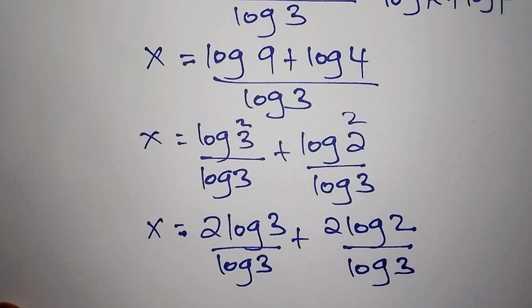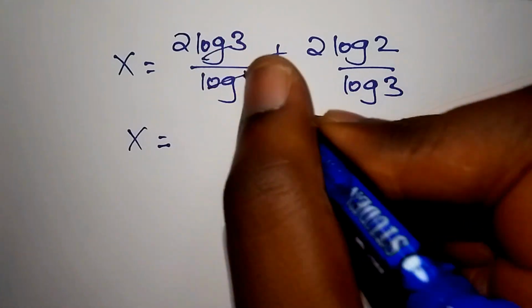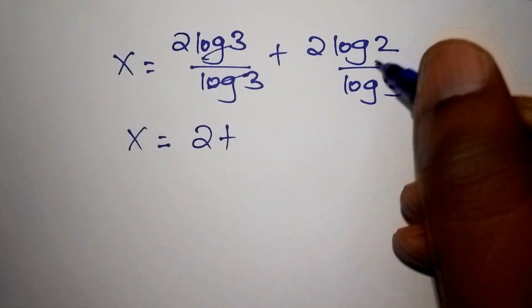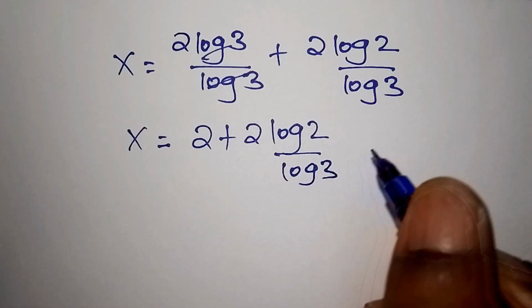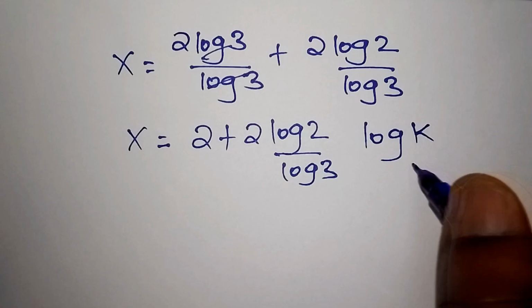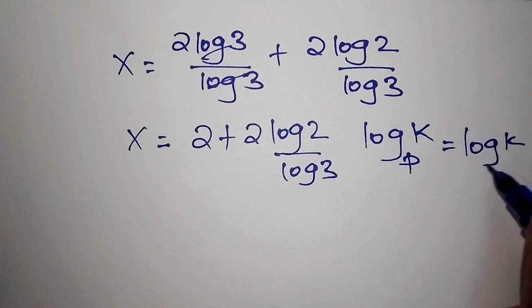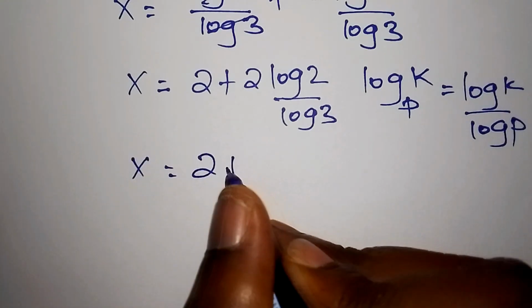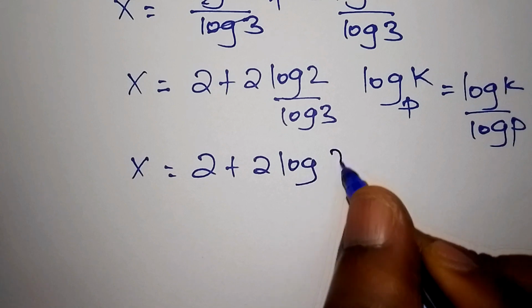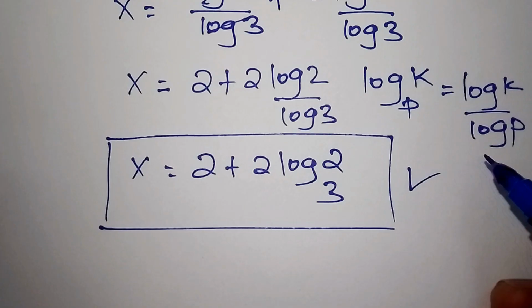The next part we shall say that the value for x is equals to log 3 and log 3 shall cancel, so now we shall have 2 plus 2, the log of 2 all over the log of 3. Assuming that we have the log of k to the base of p, this one can also be written as the log of k all over the log of p. So in this case, our final answer for the value for x is equals to 2 plus 2, the log of 2 to the base of 3. So this one now qualifies to be the most correct answer. I hope you got this one as the correct answer.